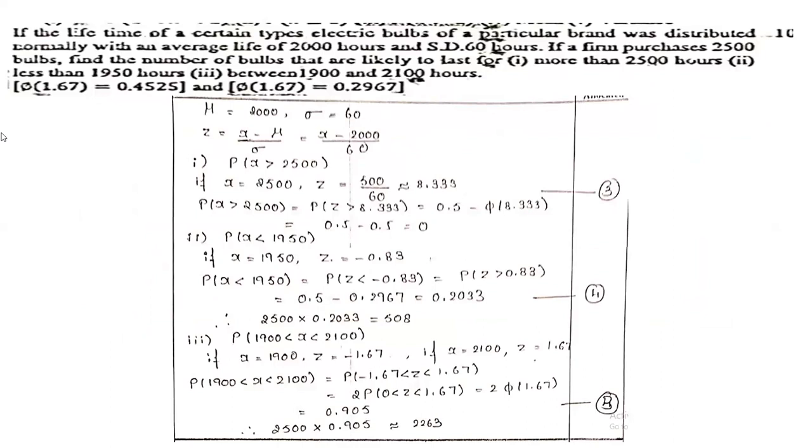So this is another important question. I have seen this kind of question in many examinations. The life cycle time of a certain type of electric bulbs of a particular brand was distributed normally with an average life of 2,000 hours and a standard deviation of 60 hours. If a firm purchased 2,500 bulbs, find the number of bulbs that are likely to last more than 2,500 hours. Then the probability values are also given. No need to refer to the table, they provide the values, then your job will be simple.